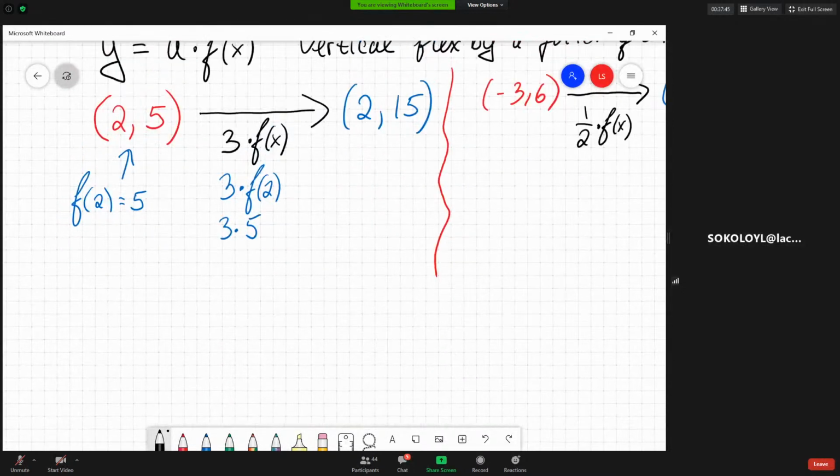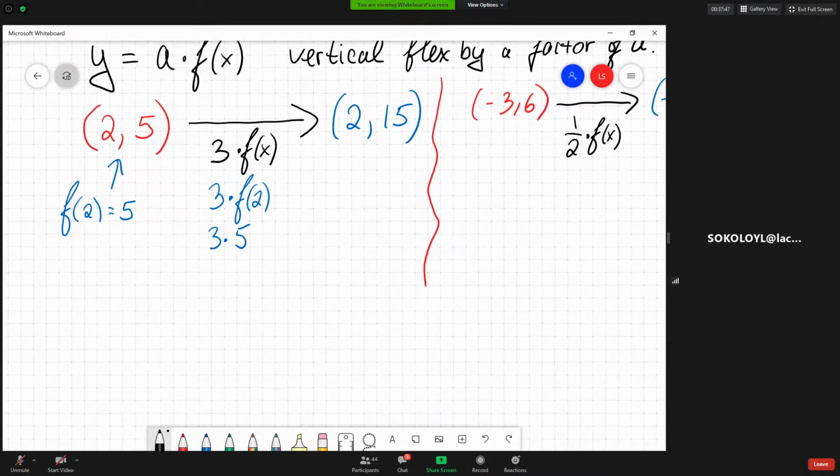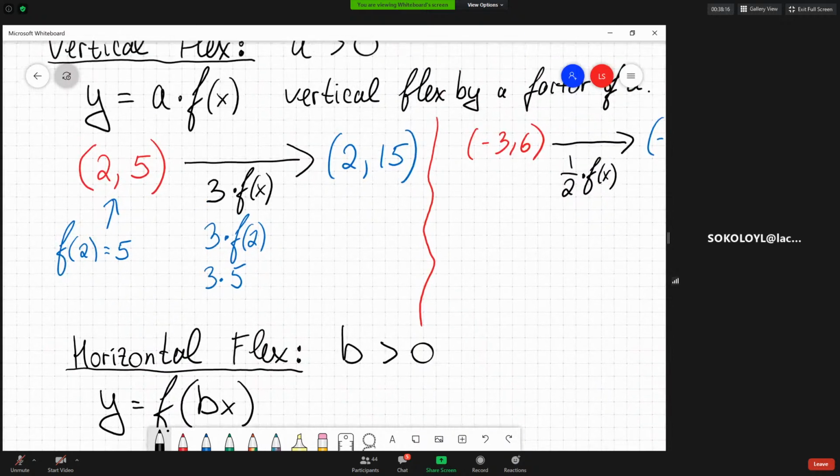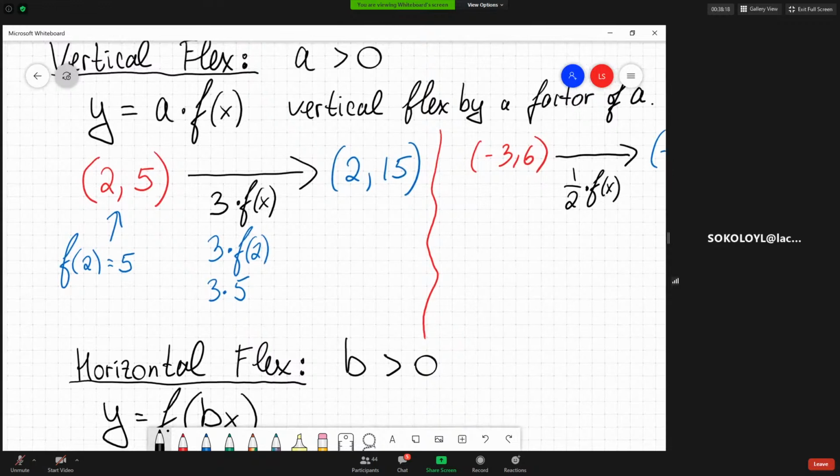So for horizontal, again, I'm going to call it flex. We're going to use a letter B to denote that. B is still positive. So then I have the following: y equals f of bx. So now the factor is inside your function. That's how you know it'll be a horizontal flex, as opposed to a being outside. That would be a vertical flex.